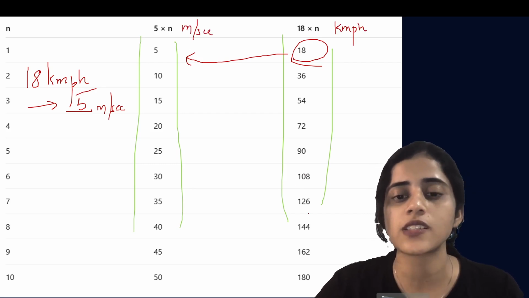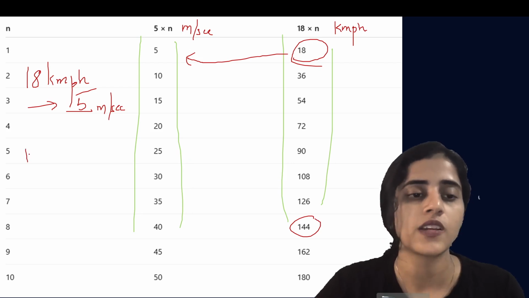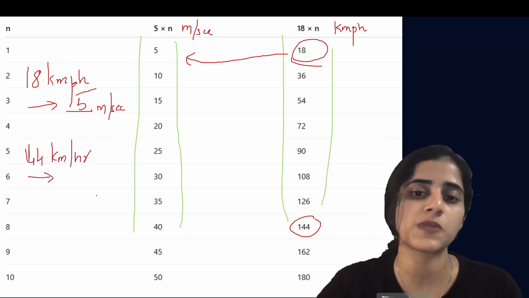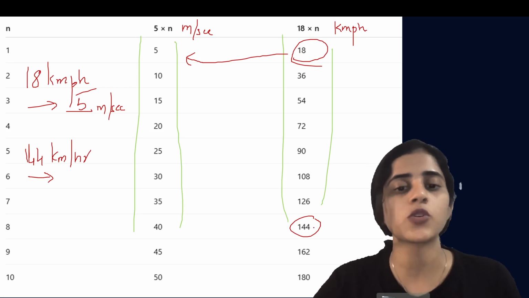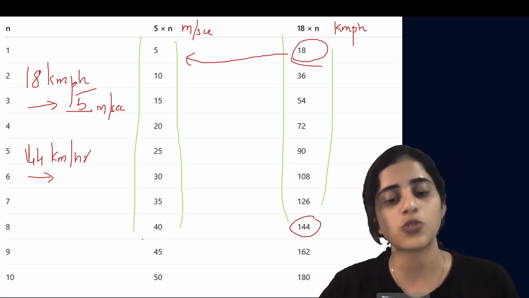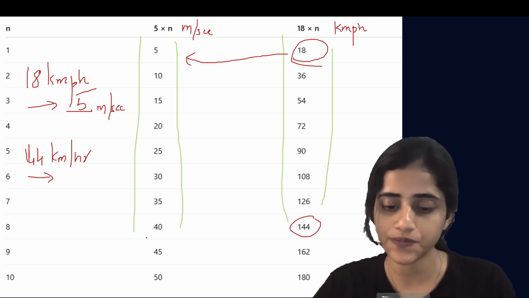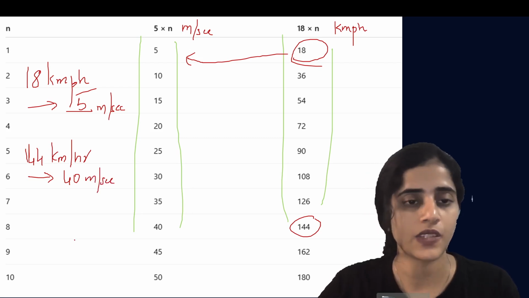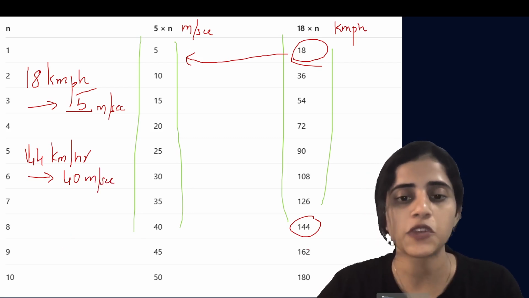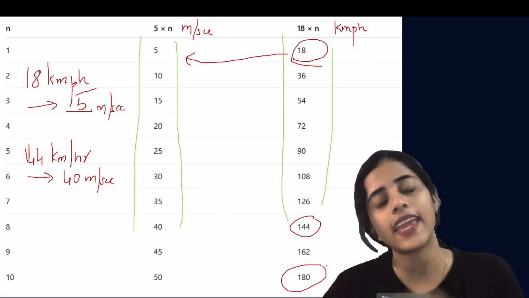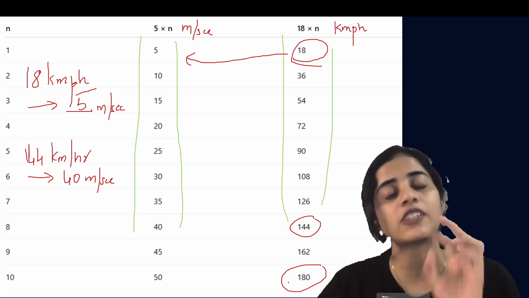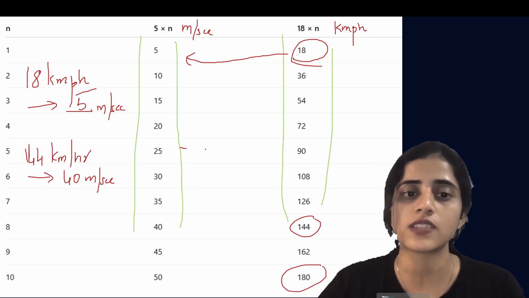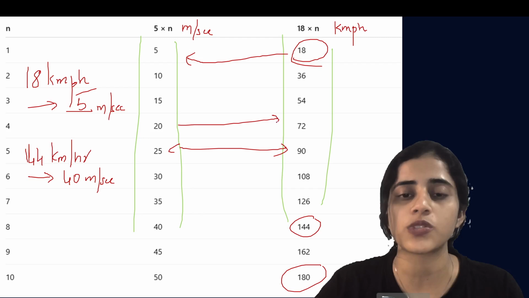Now let's say the question is 144. So 144 kilometers per hour is how many meters per second? So 18 into 8 is 144. So 5 into 8 is 40. So it's going to be 40 meters per second. Okay, do you understand that? So if you want to find out 180, 18 into 10 is 180. So 5 into 10 is 50. So 50 meters per second. So this is how it is, the corresponding values.